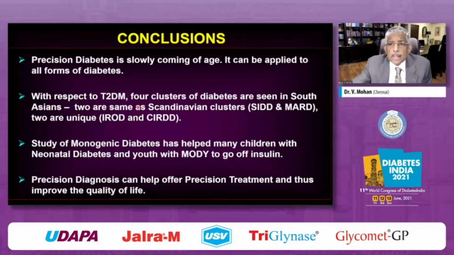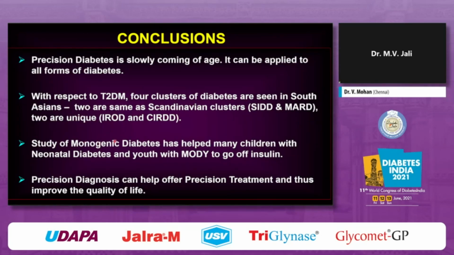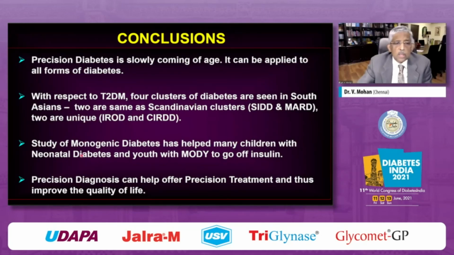So to conclude, ladies and gentlemen, I could only give you a bird's eye view. There's much more we do in precision diabetes, but I would like to submit that precision diabetes is slowly coming of age. It can be applied to all forms of diabetes. In fact, we're doing work on type 1 diabetes as well, and we'll probably present that next year in Diabetes India. With respect to type 2 diabetes, 4 clusters, and I told you about that. The SIDD and the MARD are the same as Scandinavia, but the SIRD and the MOD are unique. Study of monogenic diabetes helped many children with neonatal diabetes and youth with MODY to go off insulin.